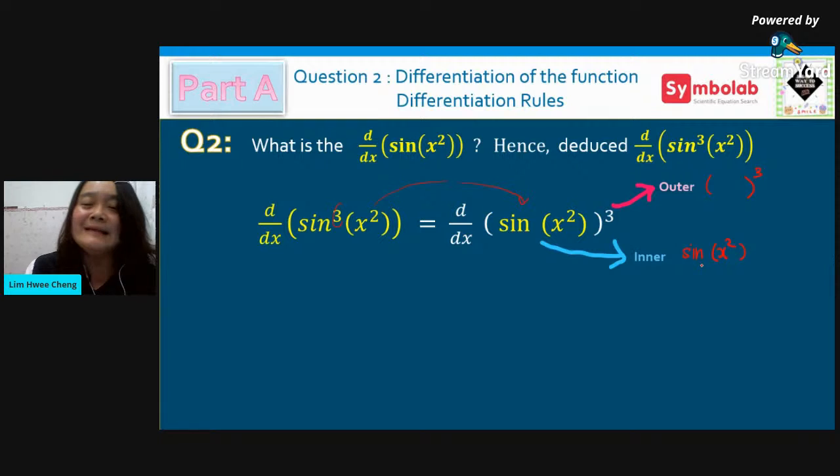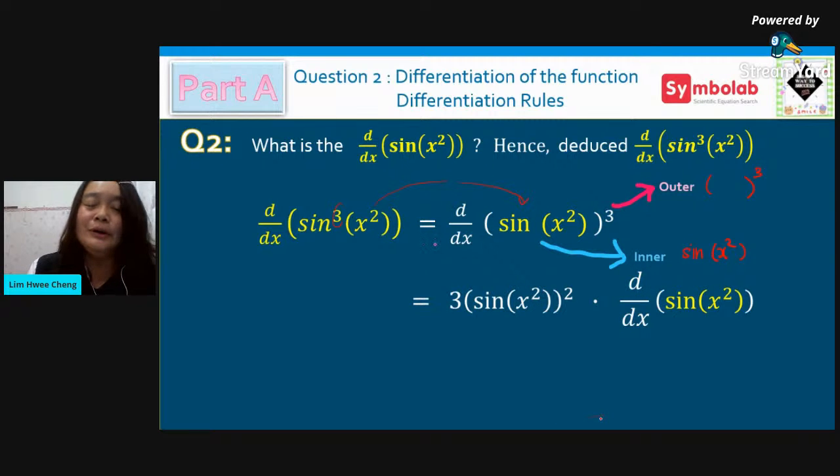So I said just now, I do the outer first, then I follow by my inner function. So I will have this. This is my power rule. When I differentiate, I will bring down the power, and my power minus 1. That's why I will get power of 2, minus 1. Then I proceed to the inner function, so I differentiate the inner function.